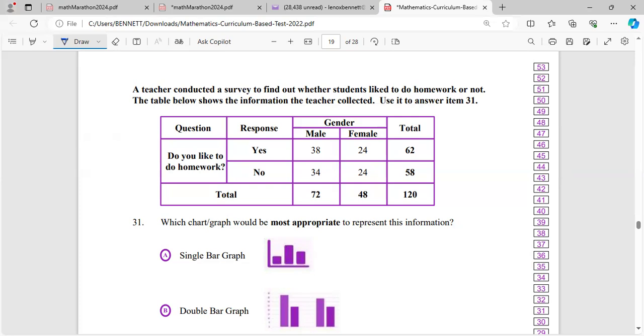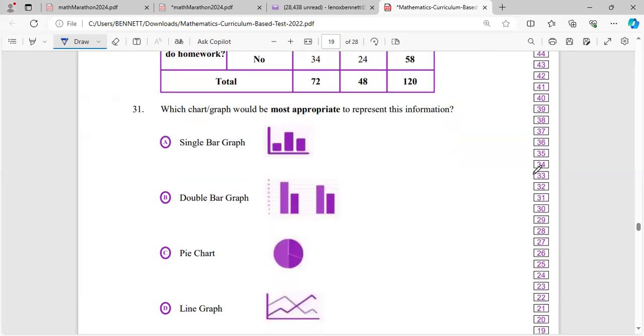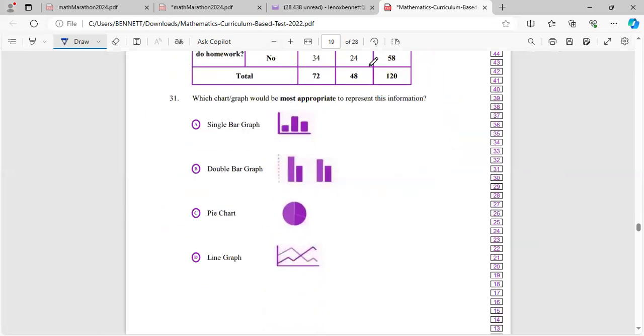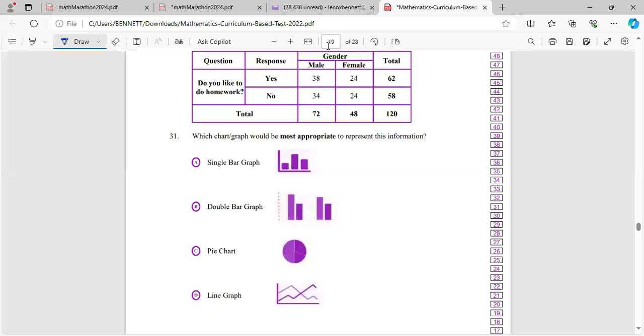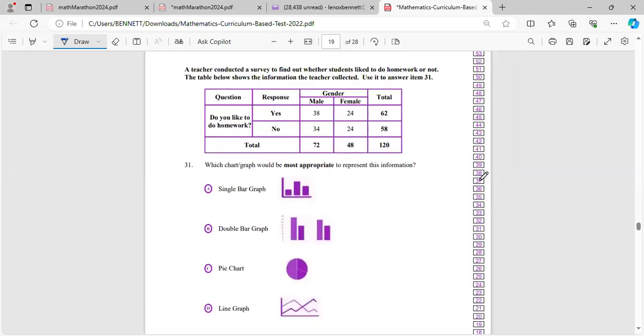It says, which chart or graph would be most appropriate to represent this information? Single bar, double bar, pie chart, and line graph. So look at it, examine it, and tell us which one you think would be the best one. Everybody is going to think silently first and then we do it together, as I want everybody to be active, because everyone is going to do the actual exam for themselves. So we just have to work in class, guys. Read the heading carefully and WhatsApp me what you think the answer is.